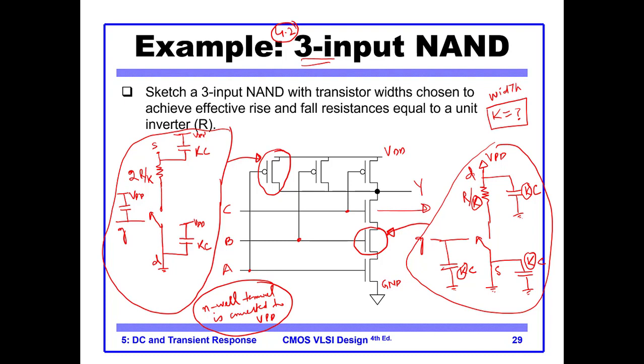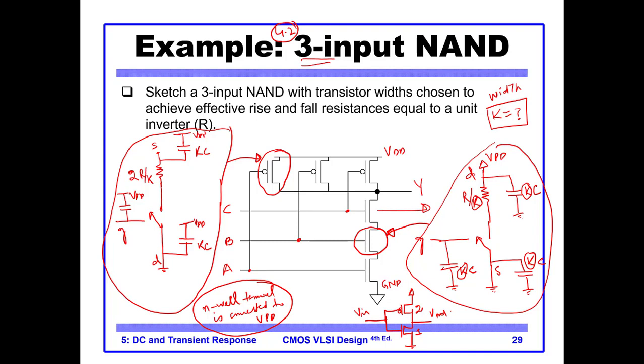We have 3 NMOS. Let me compare it again to the case of an inverter. For an inverter, we had the PMOS and the NMOS, and here is our VN, here is our Vout or output. The size of PMOS was 2, and the size of NMOS was 1.